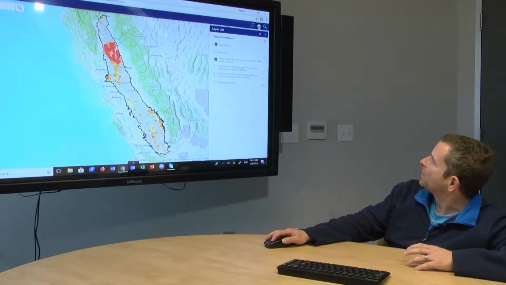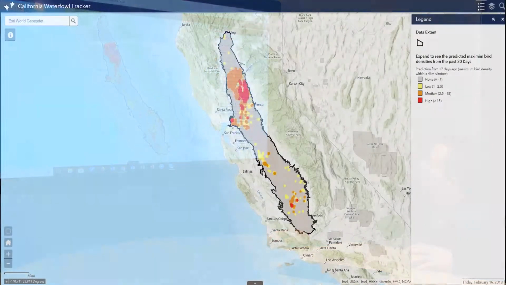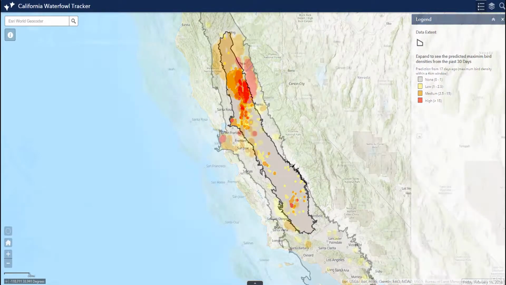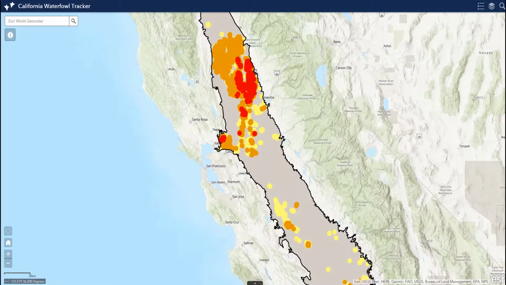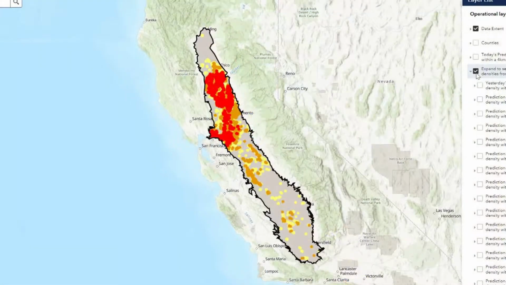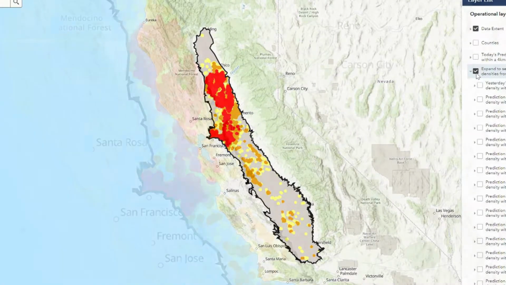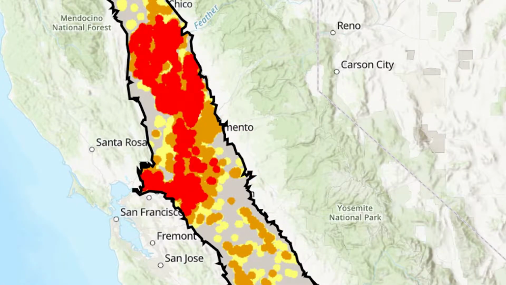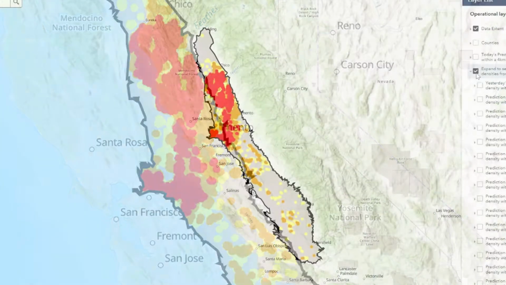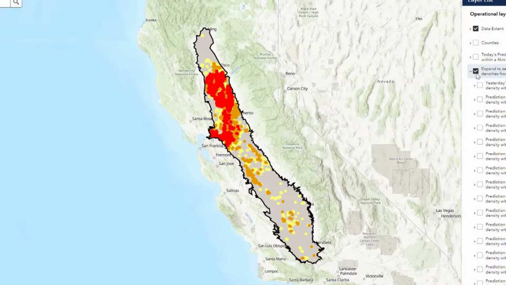You can click up here and look at today's prediction, but you can also look at other days' predictions. It's dry and sunny today, but if you go back 3 weeks, when we were having some good rain in the Central Valley, here's what the risk would look like. You can see there's an expanded region of land where waterfowl were roosting.